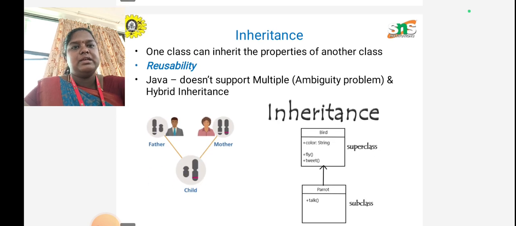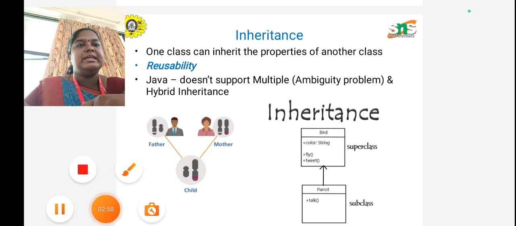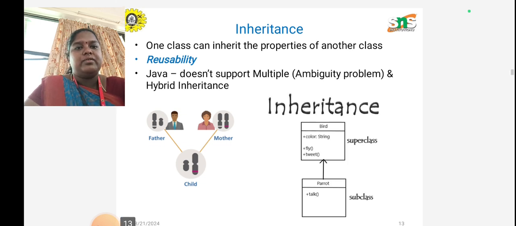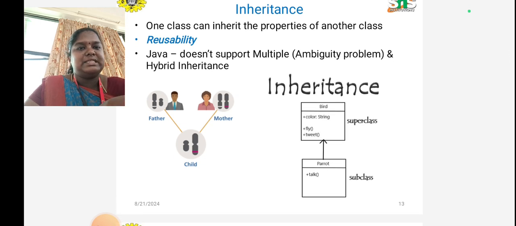And then inheritance. One class can inherit the properties of another class, which is called inheritance. If you have one child for one parent, one class can inherit the properties of another class. It gives reusability. Java does not support multiple inheritance because of ambiguity. If it supported multiple parents, there would be ambiguity problems or hybrid inheritance too. Here, for father and mother, there is one single child.